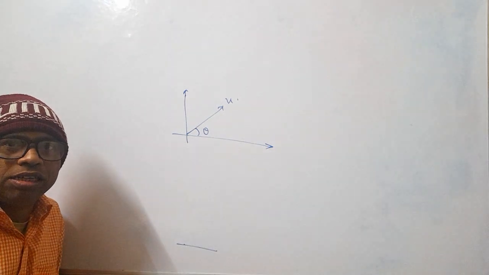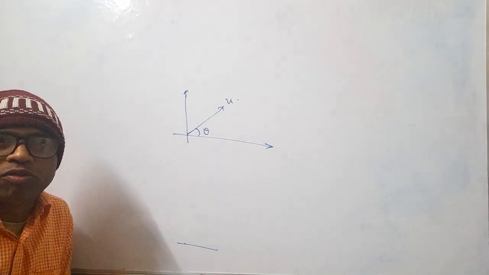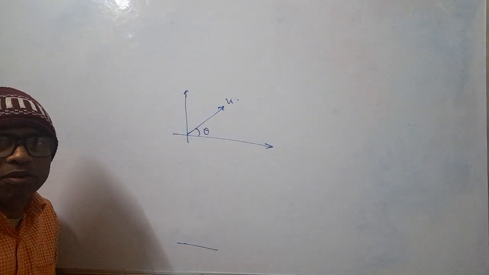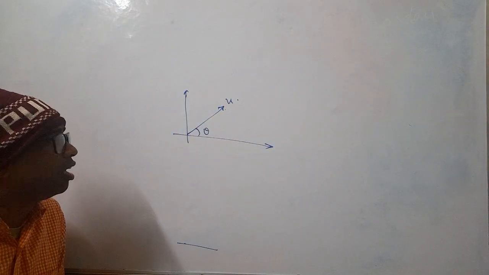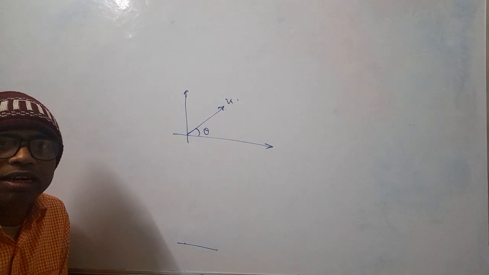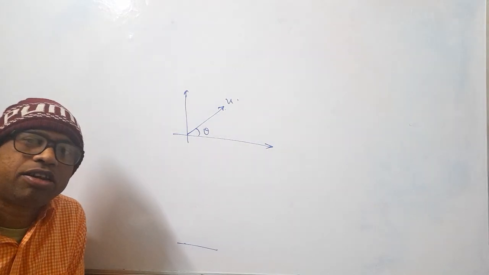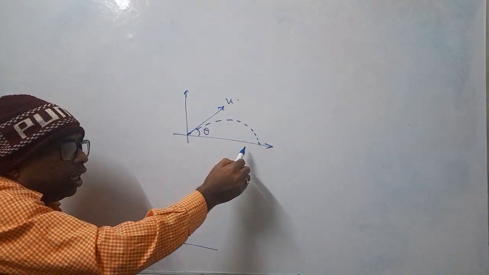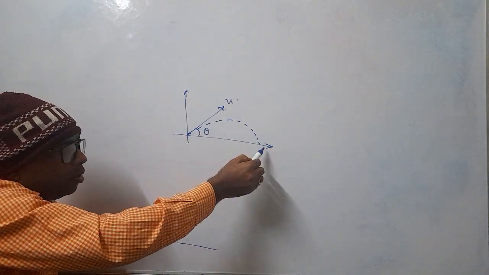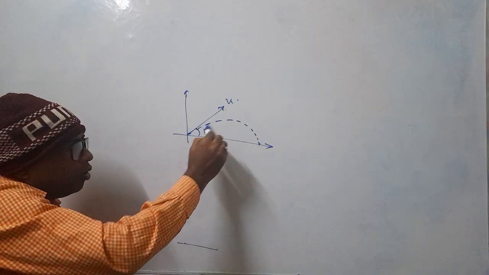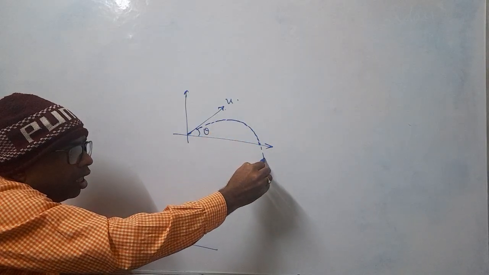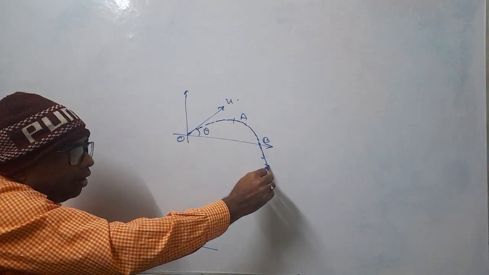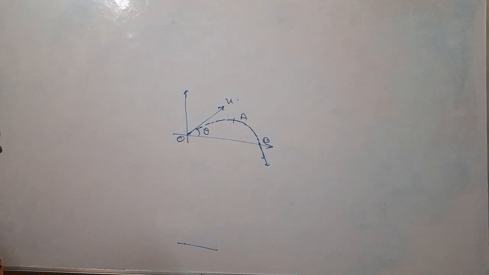Hello student. Now this is the second class of projectile motions. In the first class we read the introduction to projectile motion, and now in the second class we read the trajectory of the projectile motion, the equation of the trajectory. Equation of the trajectory means the equation of this path. How can you find the equation of this path of the projectile?